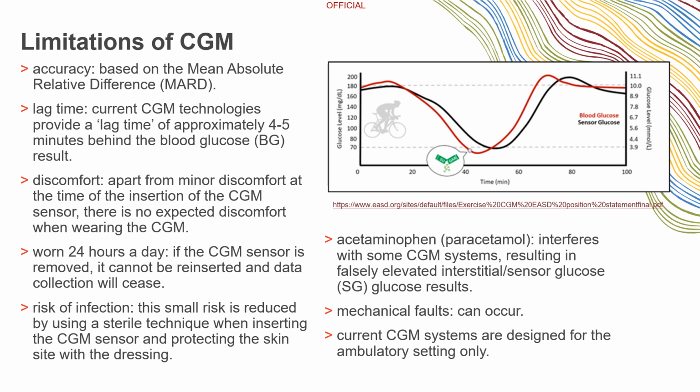There is a risk of infection, and this is small, but is reduced when using a sterile technique to insert the sensor and protecting the site where the sensor is inserted with a dressing. Some systems actually have interference with paracetamol, resulting in falsely elevated sensor glucose results. Mechanical faults, of course, can occur, and the current CGM systems, importantly, are designed for the ambulatory setting only.